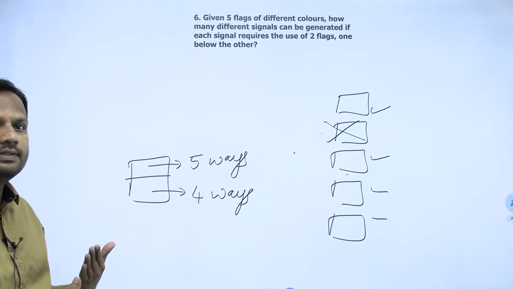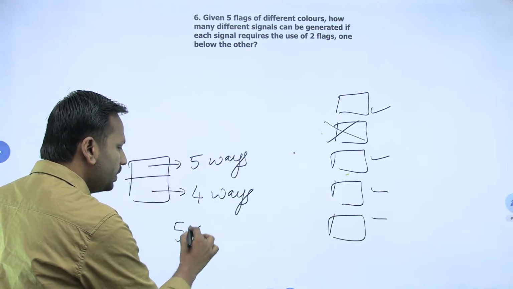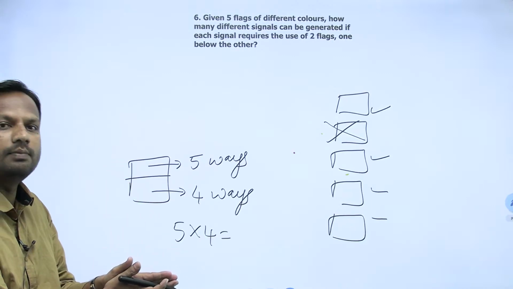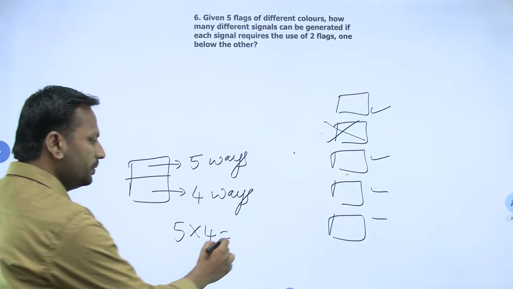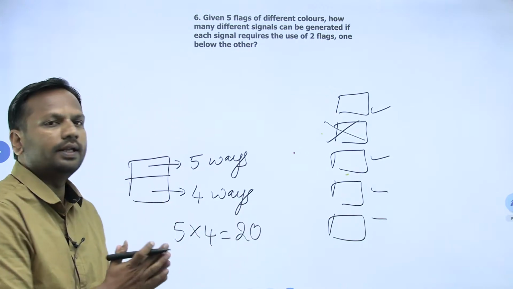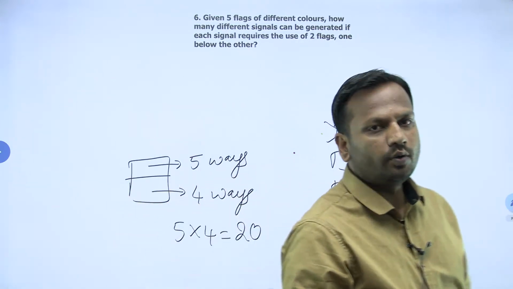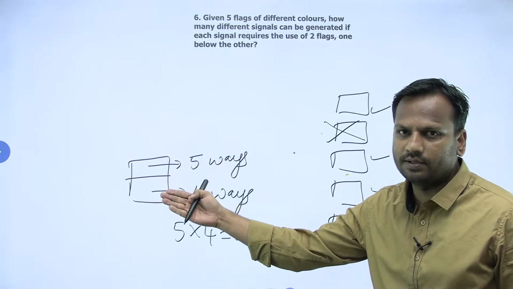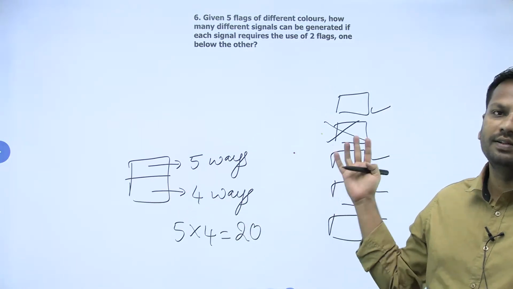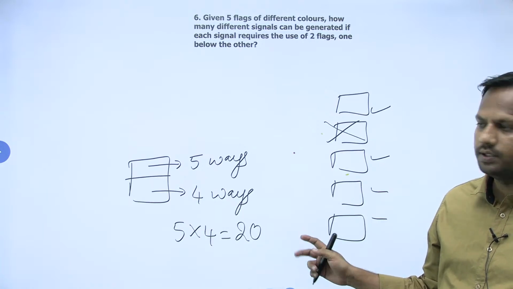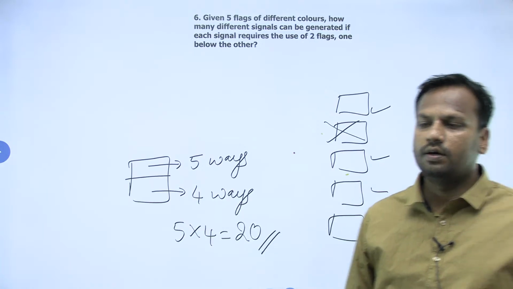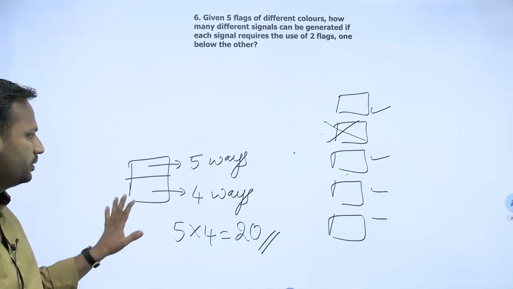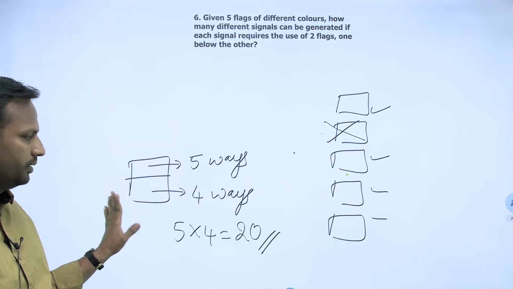So total possibilities are how many? By the FPC rule I have to multiply one after the other. These are 2 tasks occurring simultaneously there. So 5 into 4, how much? That is 20. In 20 ways, I can generate the signals by taking 2 flags from the given 5 different colors of flags. Understood, students? In total 20 different signals I can generate from the 5 different colors of flags by using only 2 flags, students. I hope you understood.